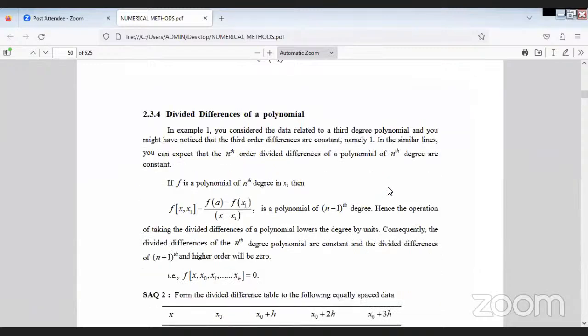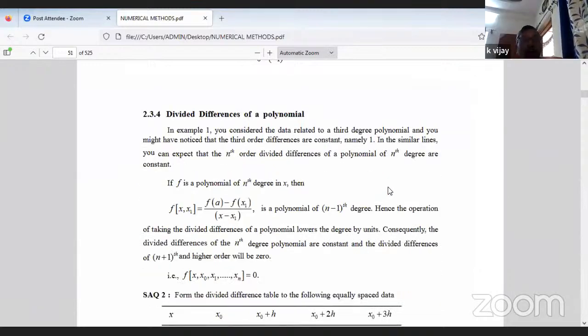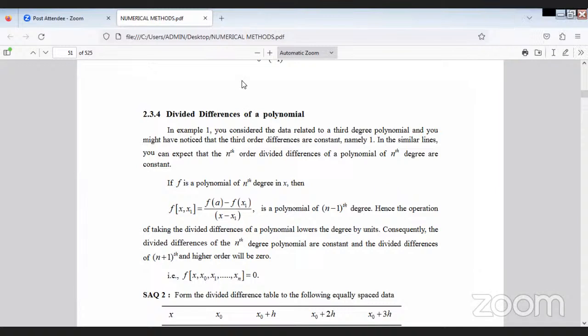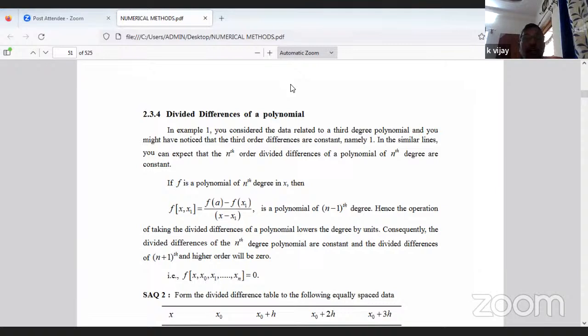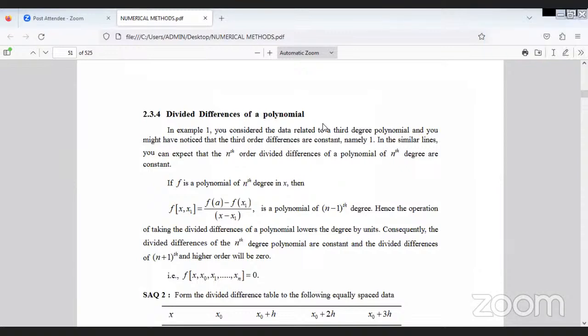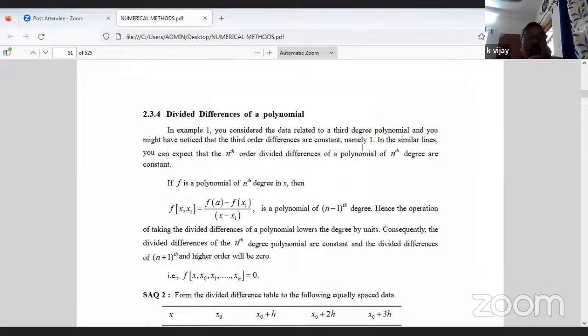Right. Divided difference of a polynomial. What is the divided difference of a polynomial? The data is related to a third degree polynomial. What is the third degree polynomial? It is x cube. Am I correct? Yes, sir. Note that the nth order divided difference of a polynomial is constant. So f of x minus f of x1 over x minus x1. This is the numerator part. I already told you this is the y function.